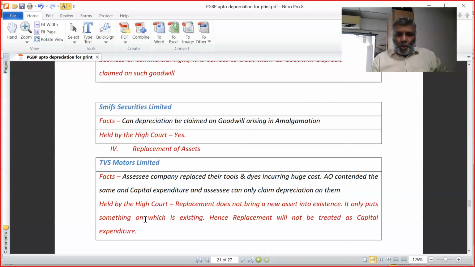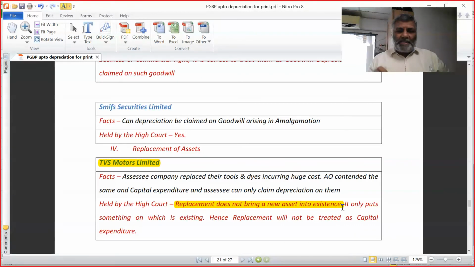So in TVS Motors case, it is further held. It might not be a recent case in your material, but it is a most important case. Replacement does not bring a new asset into existence. It is just replacing the existing, it only puts something on which is already existing. Hence, replacement will not be treated as capital expenditure. It can be charged off.